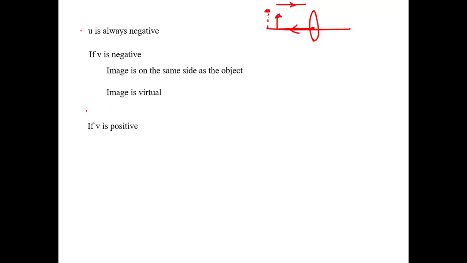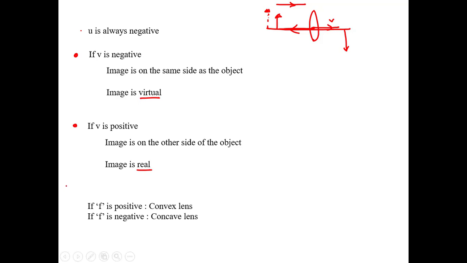What if v is positive? If v is positive, image is on the other side of the object. For example, we have an image on the other side of the object. If this is the image, then v will be positive because we will be moving from the optical center towards the image. So this is the direction in which we are moving for v, and therefore v is positive. That means image is on the other side of the object, and therefore image is real. Thus, we should keep in mind that if v is negative, virtual image. If v is positive, we get a real image.